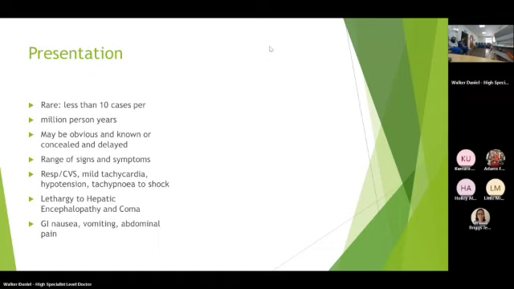They present with a range of signs and symptoms. It may be known, where a patient turns up and says, I have taken 100 grams of paracetamol, now I regret it, or someone turning up with reduced GCS and no clue. Most often they come with GI symptoms, so nausea, vomiting, abdominal pain, and neurological symptoms from lethargy to full-blown encephalopathy or coma. It's a low SVR state, so generally tachycardia, acidosis, tachypnoea, to full-blown septic shock picture.